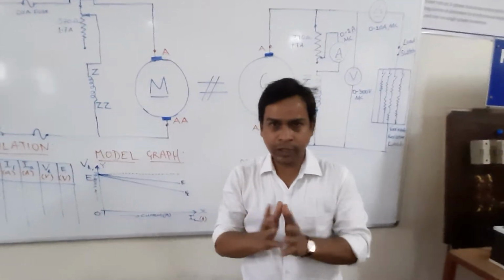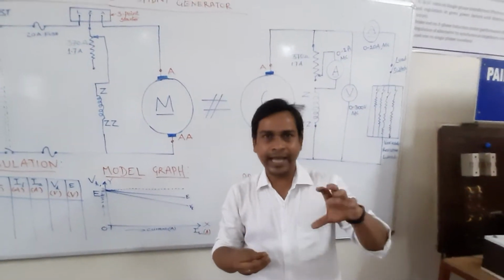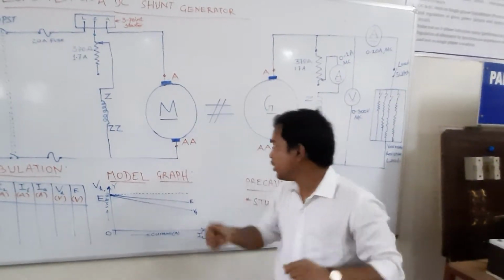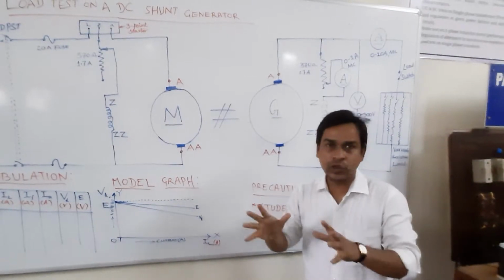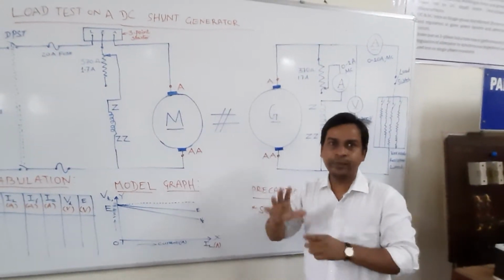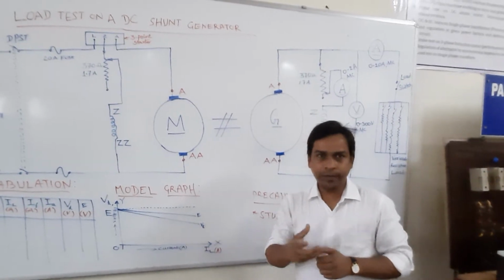The purpose of the generator is to take mechanical input and produce electrical output. What is the mechanical input? Your speed. Now next, only mechanical input is not sufficient to produce voltage. We need something else. What is that something else? Flux. How is that flux coming? The flux is coming because of field current.